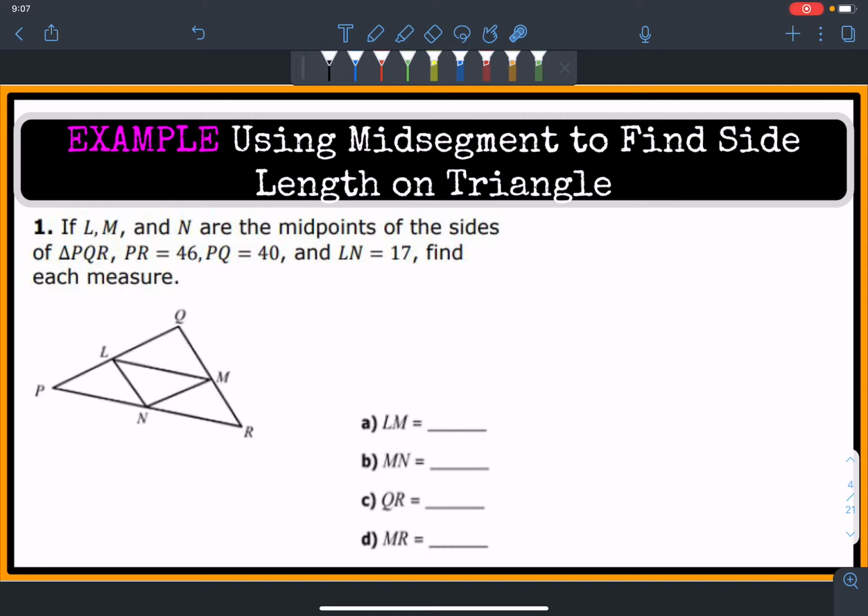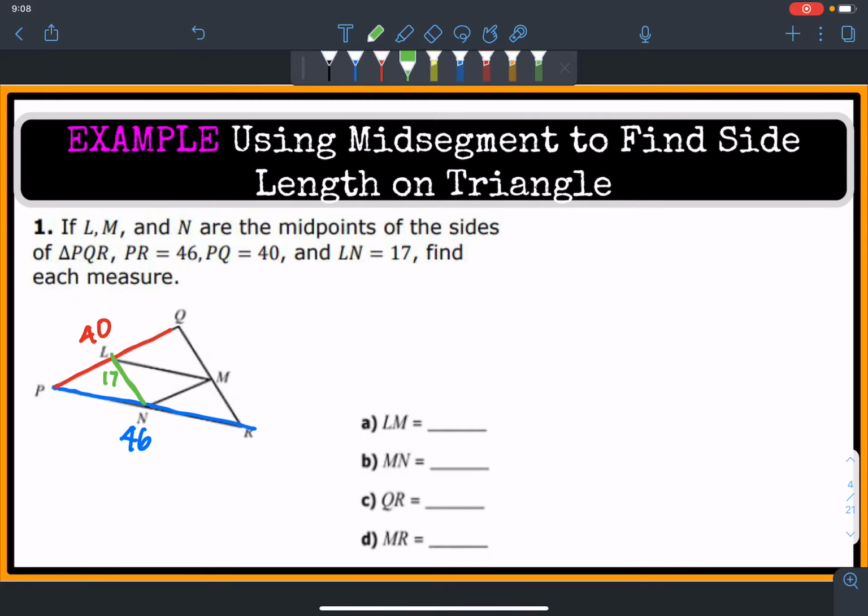So if I label and plot the points, 46 is this distance right here, so that's going to be 46. The distance of PQ, which is this distance right here, is equal to 40. And then the distance from L to N, which is this one right here, is going to equal 17. There, that looks better.